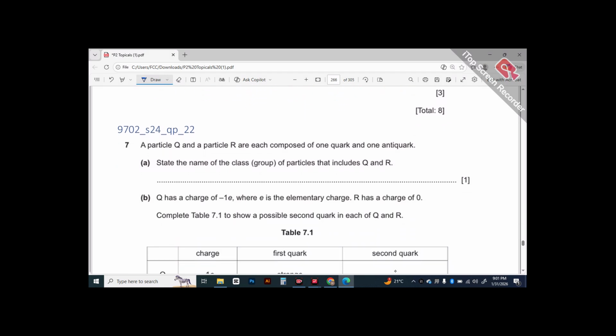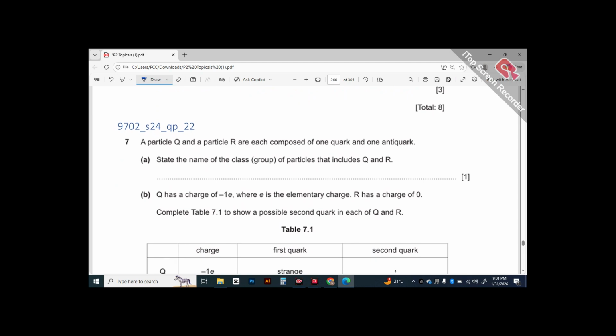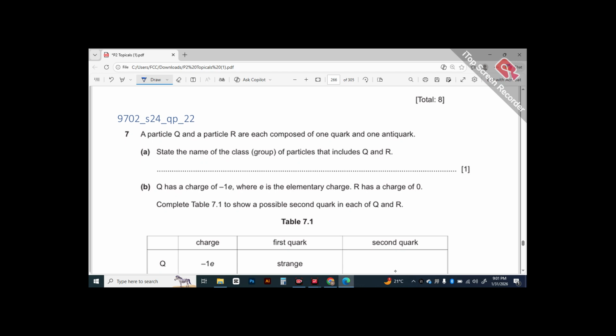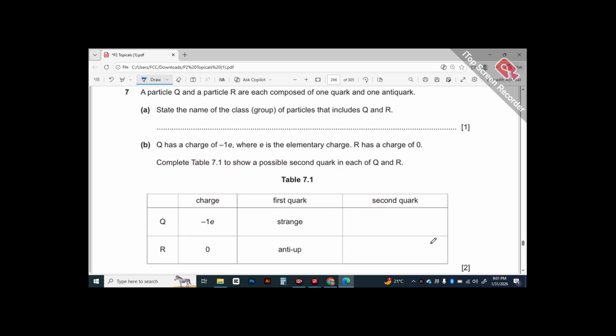The next we have is from May June 24, variant 22. It says a particle Q and a particle R are each composed of one quark and one antiquark. Now, as soon as we see one quark and one antiquark, you should click that they are speaking about hadrons. And among hadrons, maybe they are not speaking about baryons, they are speaking about mesons. They are asking to state the name of the class or group of particle that includes Q and R. That is precisely what they are asking. They belong to mesons.